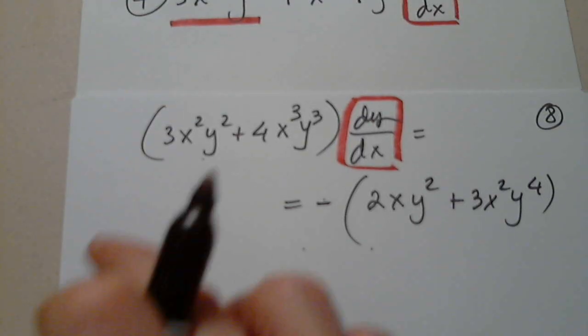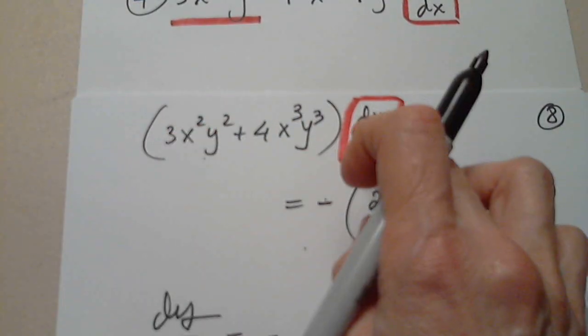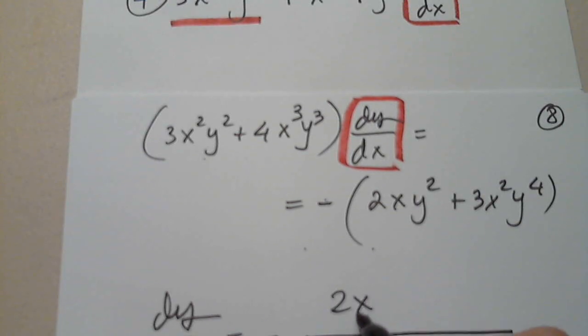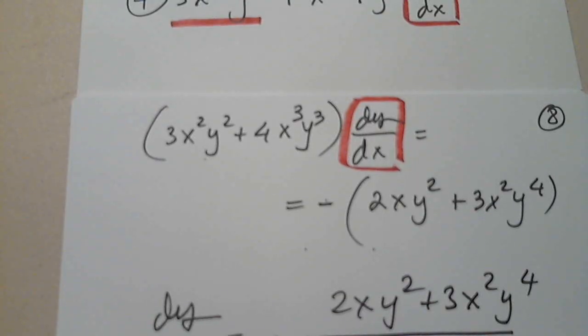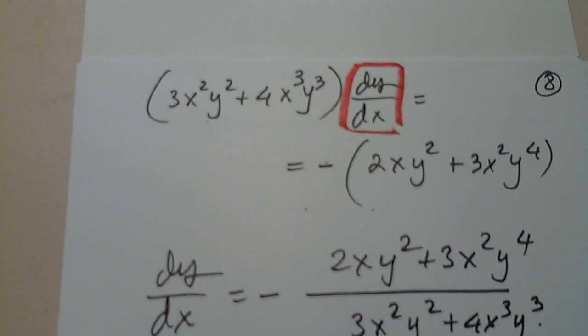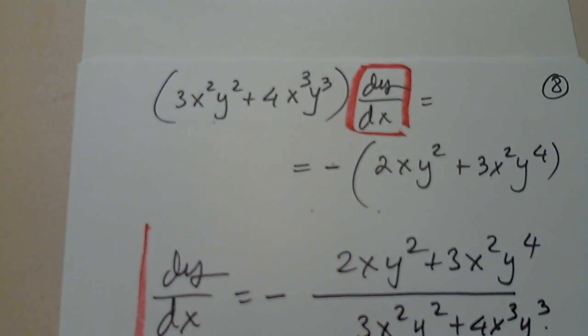Divide both sides by the other function, yeah. What multiplies this? Excellent. So 2xy squared plus 3x squared y to the fourth, 3x squared y squared plus 4x cubed y to the third. Yes, we can factor out a little bit and simplify it. But I'm more interested in the steps. Do we understand the steps?